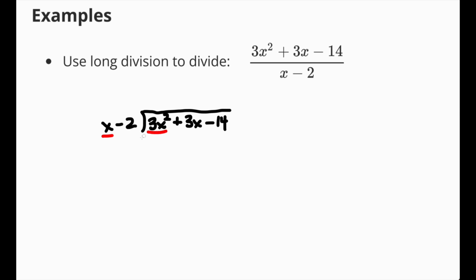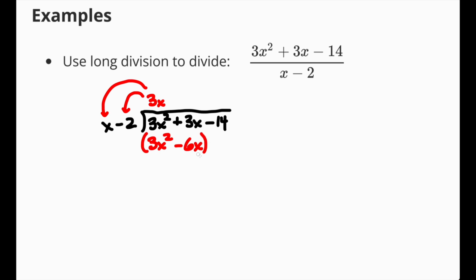We're going to look at x and 3x squared. So now you have to think, what do you multiply x by to get 3x squared without going over it? And the answer would be 3x. So if you multiply 3x by x, you are going to get 3x squared, which is awesome because we want to cancel that out. And then we're going to multiply the 3x by this negative 2 here, and you're going to get negative 2 times 3x is negative 6x.